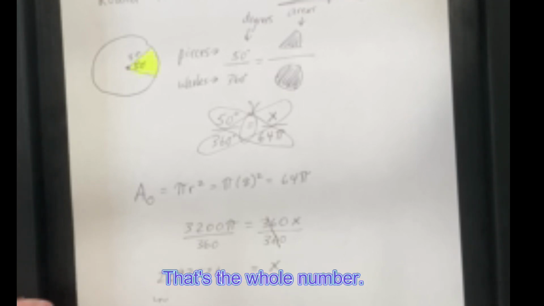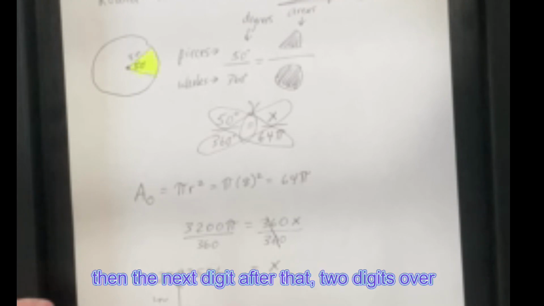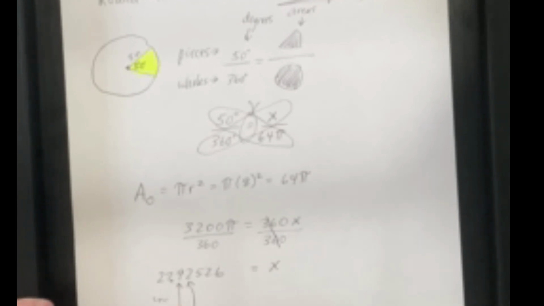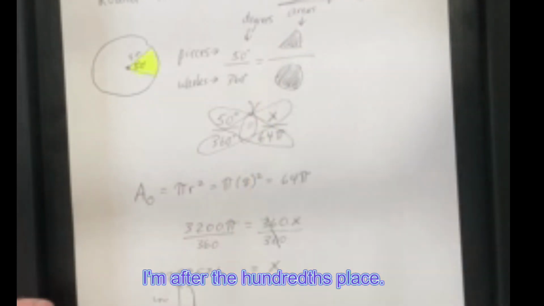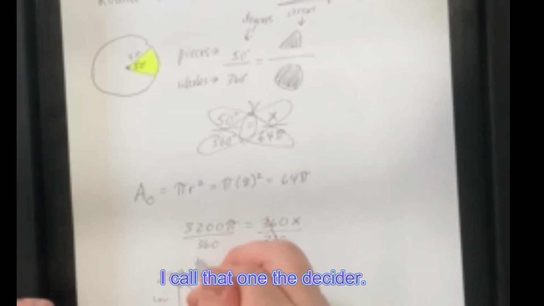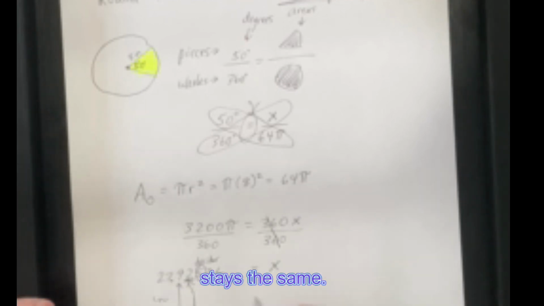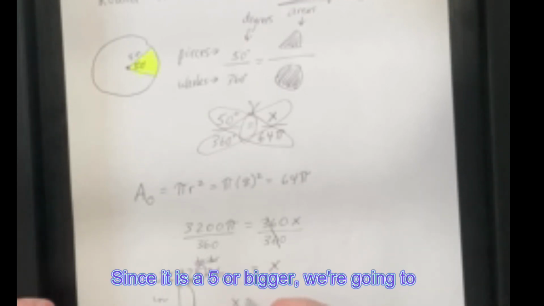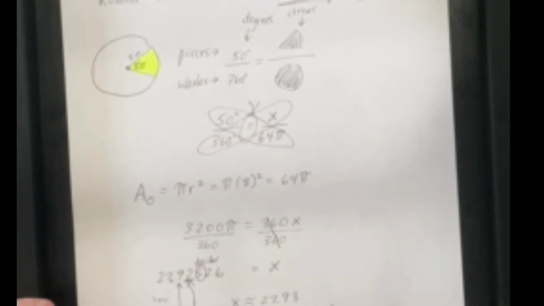This one said round to the nearest hundredth, so we have to know which places are which. The whole number is the part to the left of the decimal. The next digit is the tenths, and the next digit after that, two digits over from the decimal, is the hundredths place. I like to underline the one I'm after, the hundredths place, and then I circle the next one. I call that one the decider, because if this is 5 or bigger, the digit before it jumps up 1. If it's not 5 or bigger, that digit stays the same. Since it's 5 or bigger, we say that x is approximately equal to 27.93 square inches. And that's our final answer.